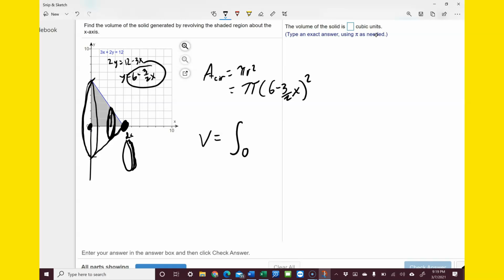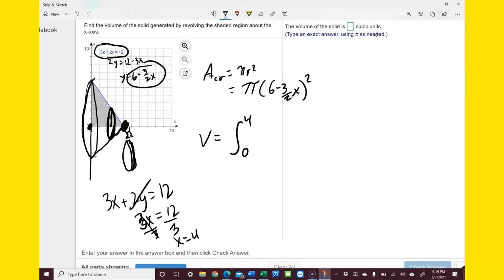What is there? Well, I need to find the x-intercept of this. Find the x-intercept of that by plugging in 0 for y. Plug in 0 for y, that term goes away. And I get 3x equals 12, divided by 3, x equals 4. So that is 4. So I'm integrating from 0 to 4. I'm going to bring the pi outside. And it's going to be (6 minus 3 halves x) squared dx.